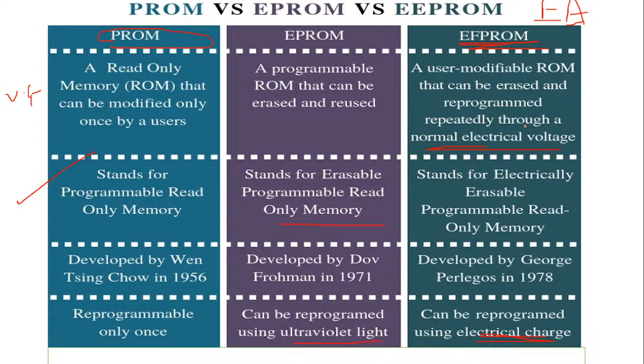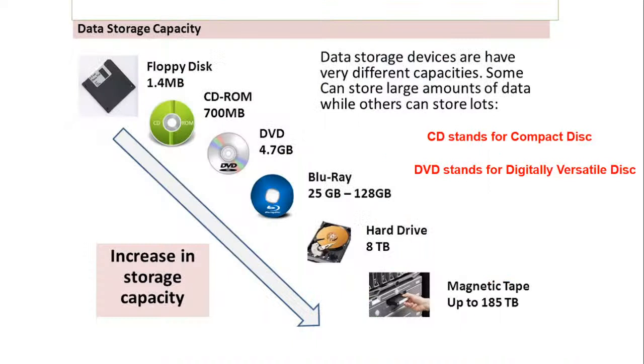We have studied RAM in detail, ROM in detail, and memory in detail. Now, storage capacity. When we talk about secondary memory, there are questions on storage capacity sequence also. Floppy drive, you had this in the previous year's question. CD-ROM, and since the full form was given in one of the papers, I have brought the full form here too. I have highlighted in different colors so that you remember it well. Compact disc, DVD, that is digital versatile disc, Blu-ray, hard drive and magnetic tape.